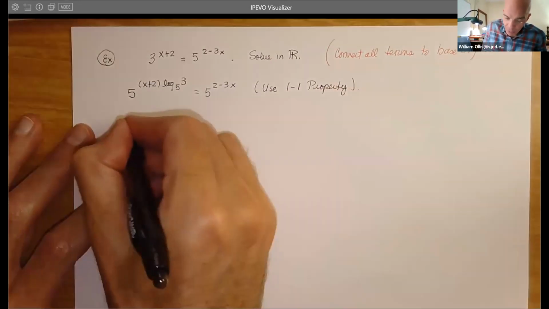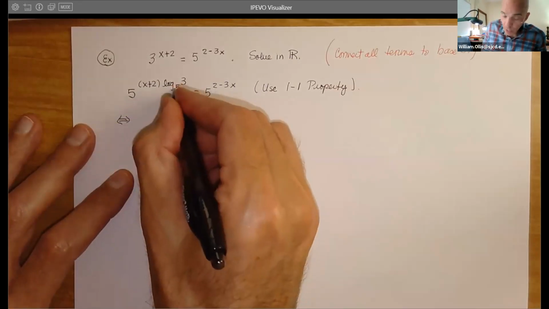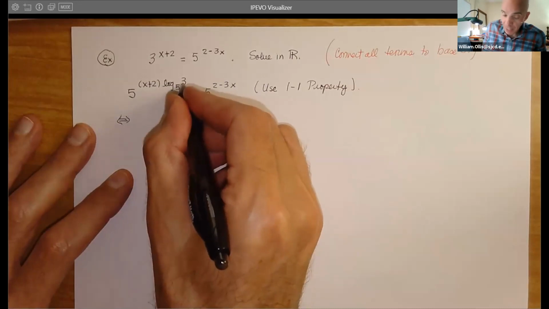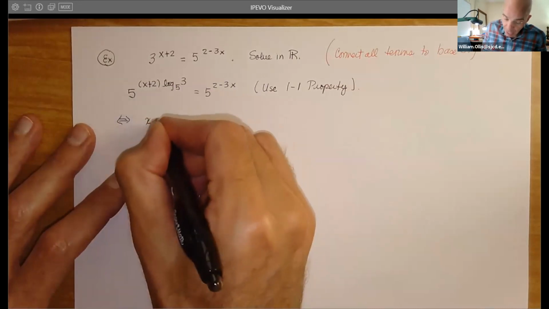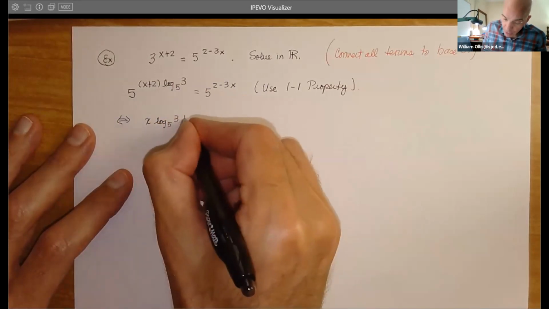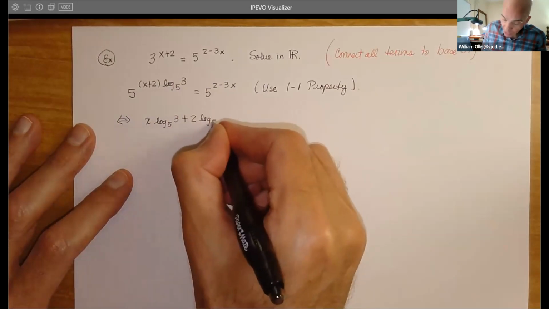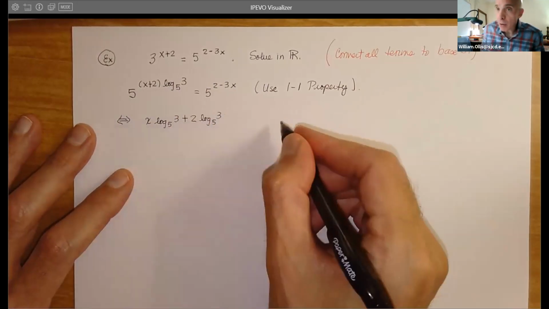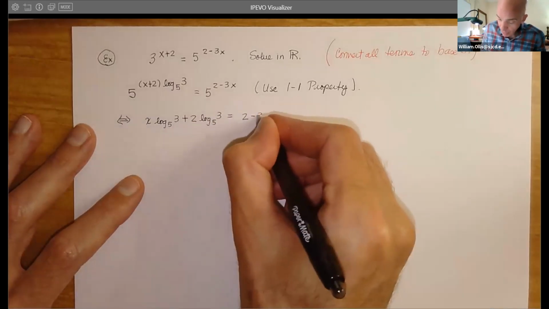So this would be equivalent to saying, now remember, this is a number. This is the power of 5 that equals 3. So we'll just call this x times the base 5 logarithm of 3 plus 2 times the base 5 logarithm of 3. That's just a number. What's a logarithm? Power of the base. And this equals 2 minus 3x.